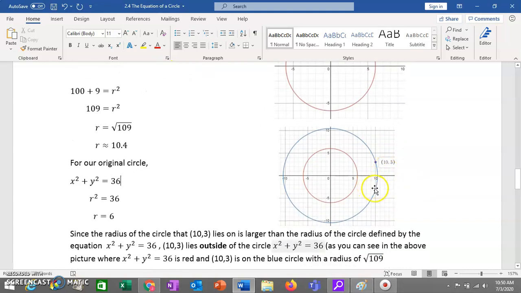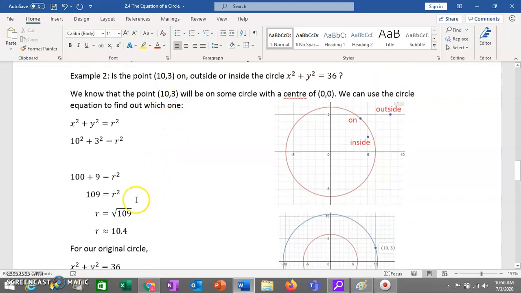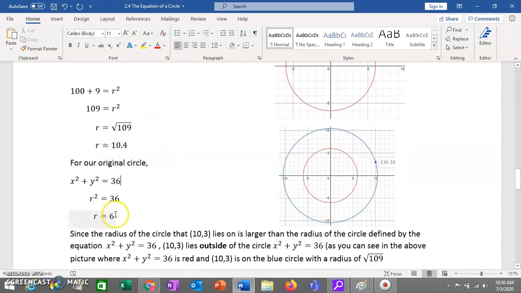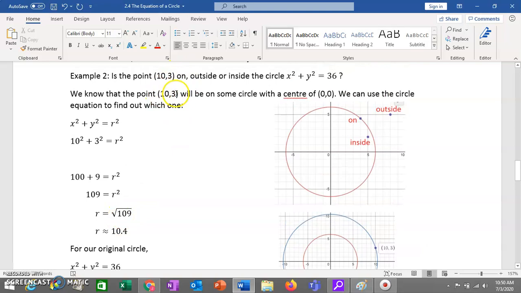So what does that look like in a picture? Well, it looks like this. This is your original red circle here. It looks a little smaller because the scale shrunk a bit, but your original circle has a radius of 6, and the circle that (10, 3) is on has a radius of about 10.4. So we can clearly see that if that point is on the blue circle, then it is outside of the red circle. Or to make matters simpler, if the radius of the circle that the point is on is bigger than the radius of your original circle, then that means (10, 3) is outside.